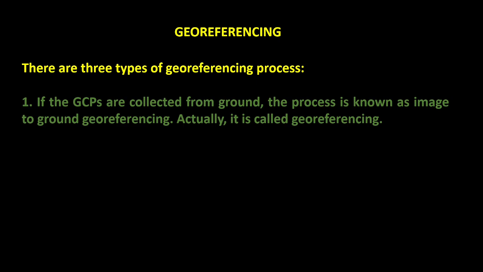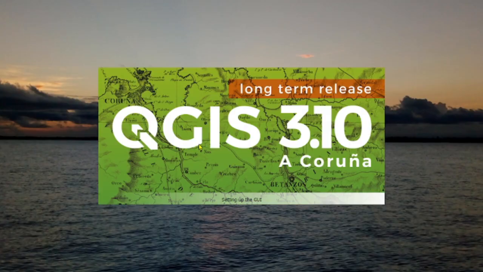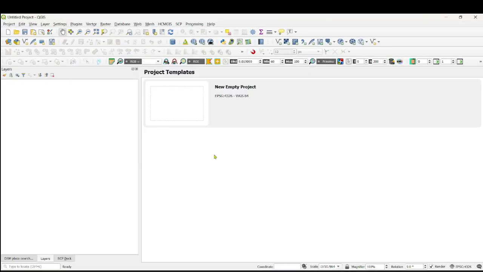So let's move into QGIS. Open the QGIS software. The version is 3.10.14, which is a long-term release version. Now the GIS interface in QGIS is opened. Take a new empty project.